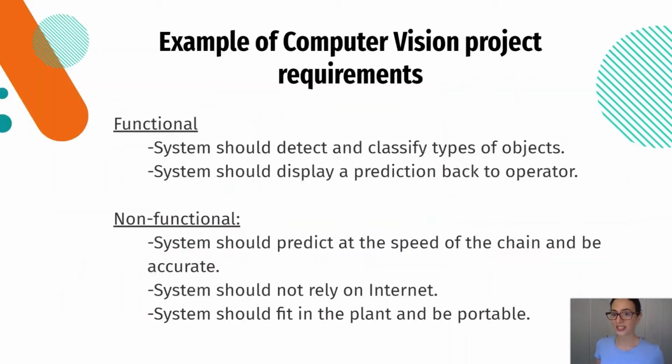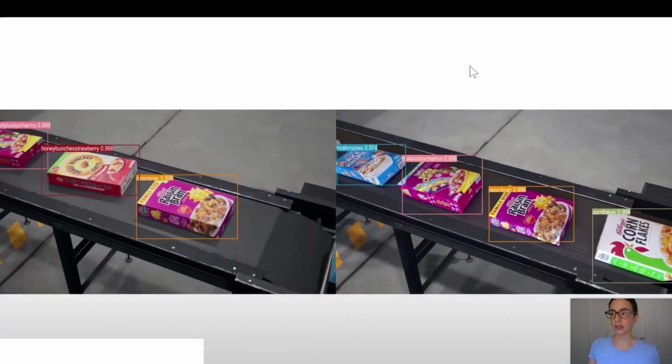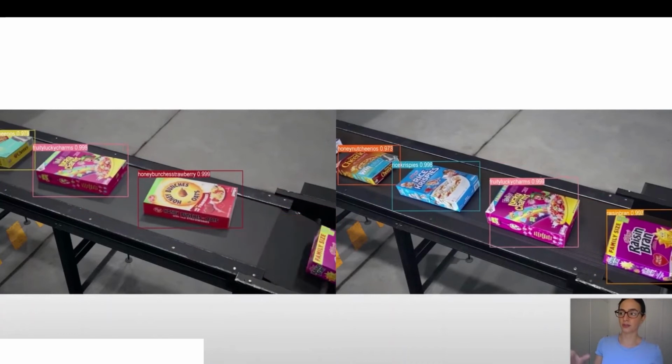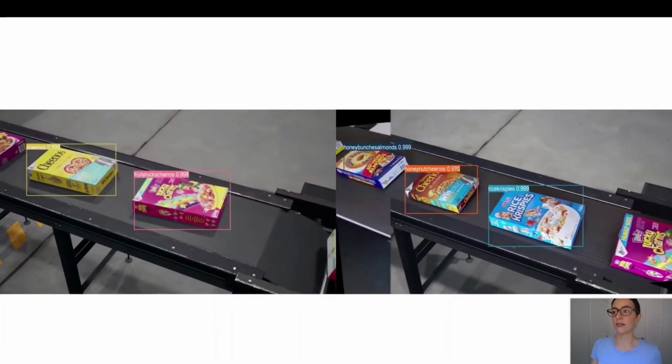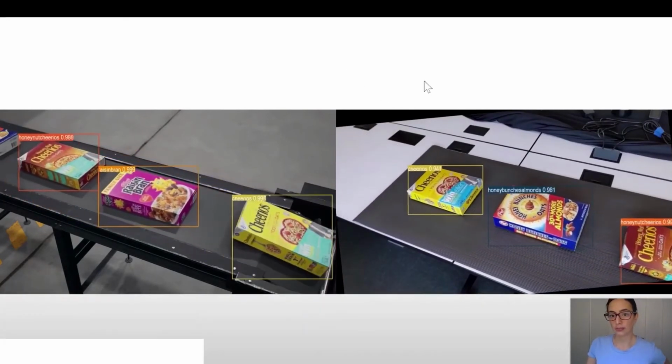So this is an example of a typical machine learning system that we would be building. In this case, we're talking about an object detection system that needs to classify and detect different types of food that go through a conveyor belt. And this has to be without relying on internet, and there has to be a prediction going back to the operator. So this is an example of how our system would look like. We have different types of product coming through the conveyor belt, and then we have our computer vision algorithm displaying the results and the confidence score back to the user interface.